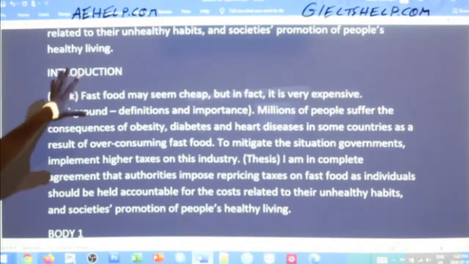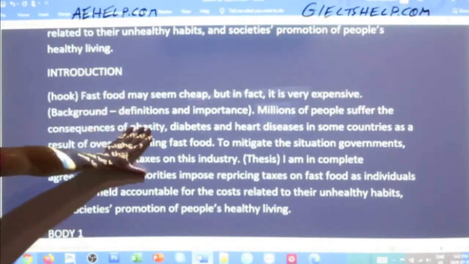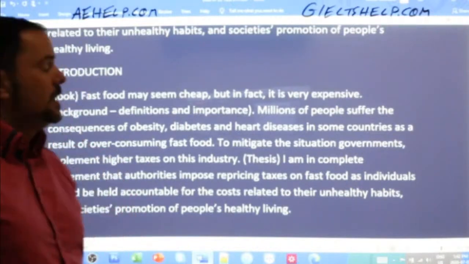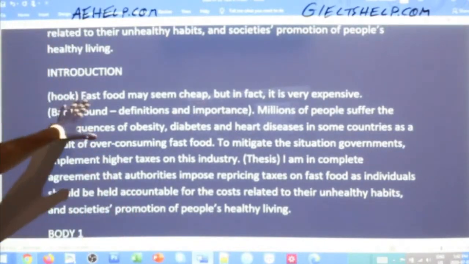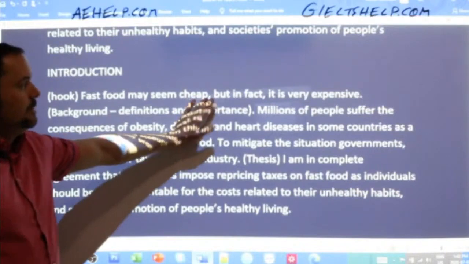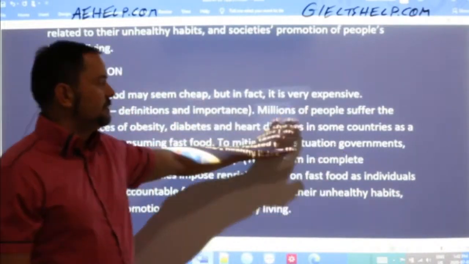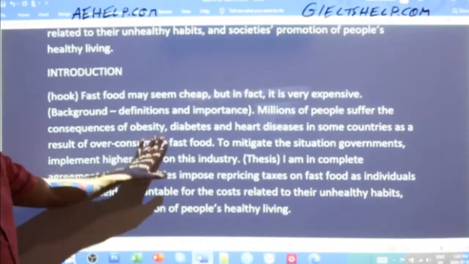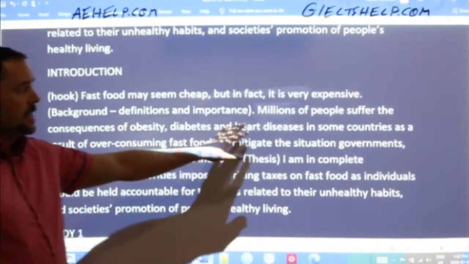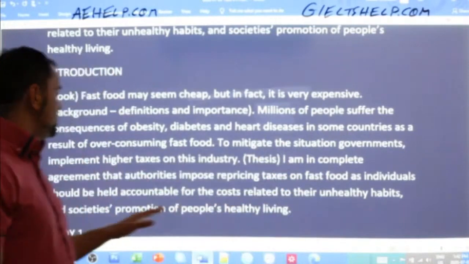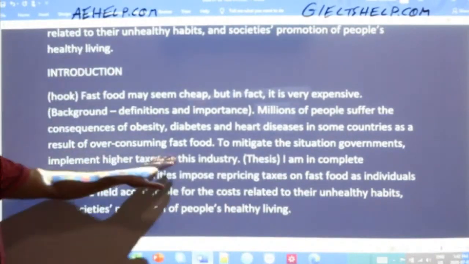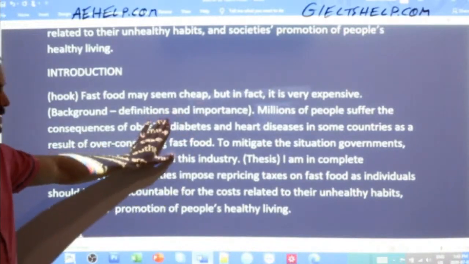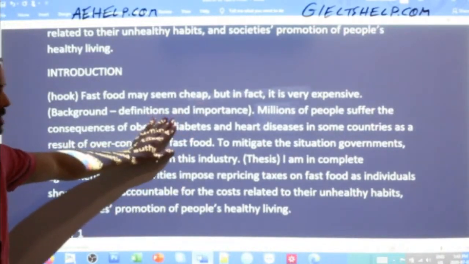Yesterday we did the hook, we skipped the background, and then we had, of course, the thesis. So here's the hook. Fast food may seem cheap, but in fact, it is very expensive. Millions of people suffer the consequences of obesity, diabetes, and heart disease in some countries as a result of over-consuming fast food. So there is the definition and the importance of the question.